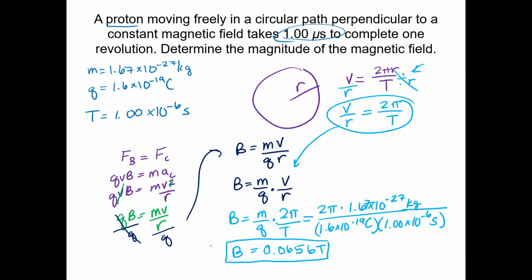So that would be a pretty strong magnetic field. That's just another example of how you can solve problems using circular motion.